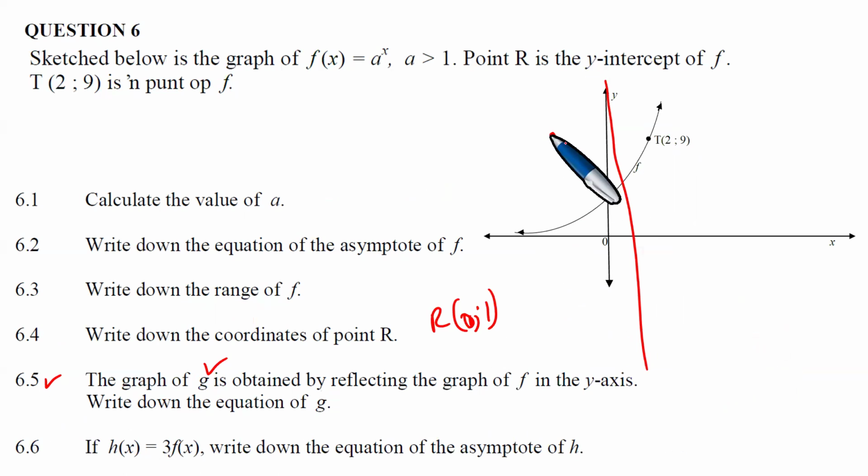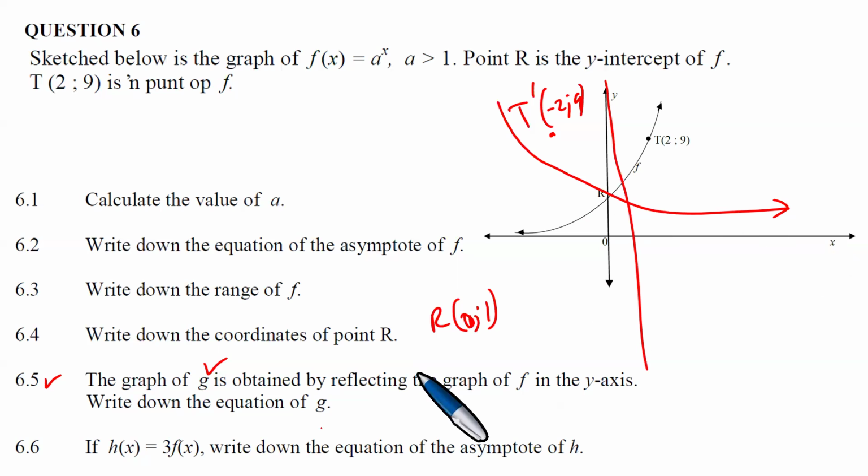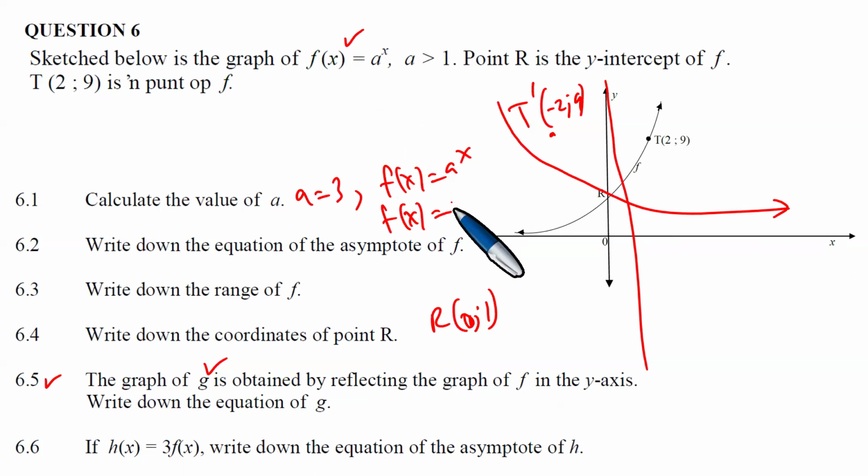If you reflect this graph in the y-axis, you can take a point. This point is going to be reflected here, giving a point t prime, where x is going to be negative and y stays exactly the same. Write down the equation of g. The equation of g, which is obtained by reflection, is going to have x that is negative. We can see that a is 3, and f of x, which was a to the power x, became 3 to the power x.